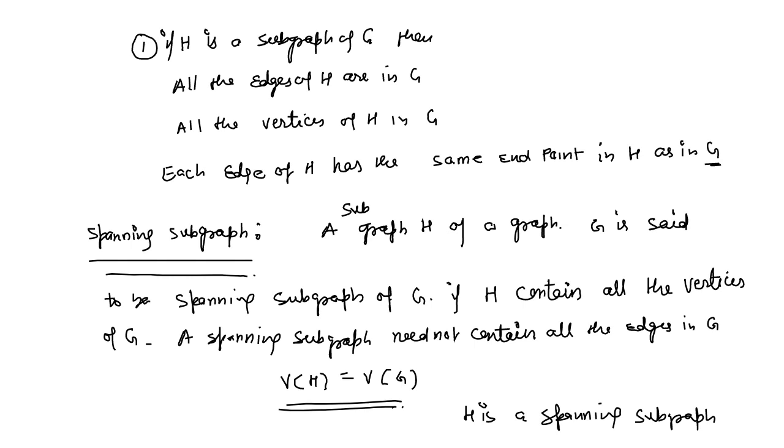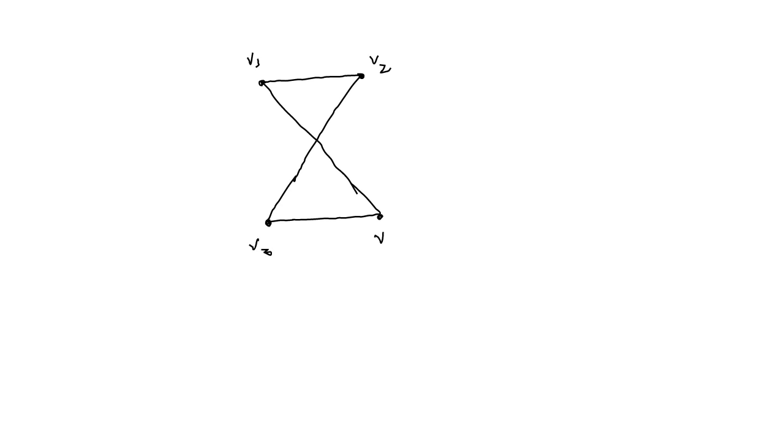Okay, so we can take an example for graph G. So first we draw a graph G. This is a graph G. So we have only 4 vertices. These 4 vertices, not intersection points, are the vertices. So V1, V2, V3 and V4. So this is the graph G.